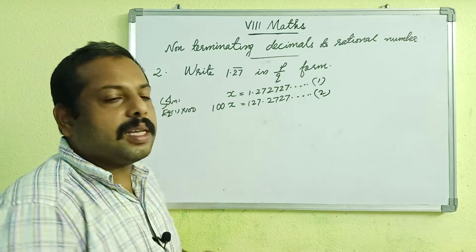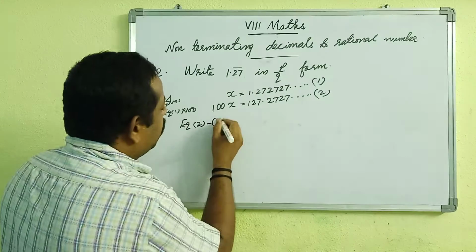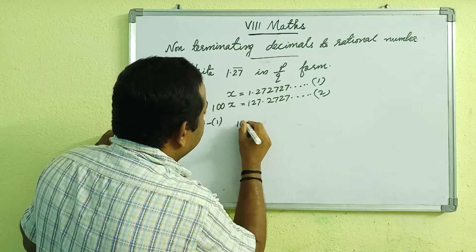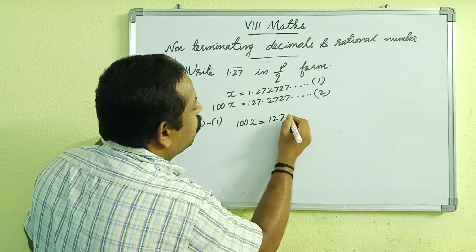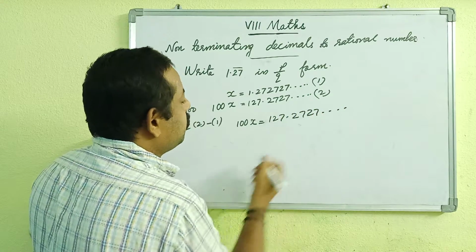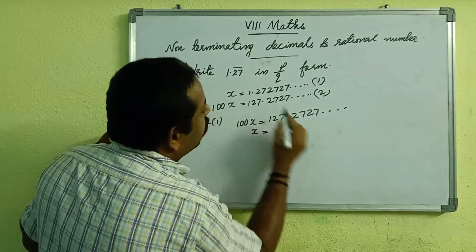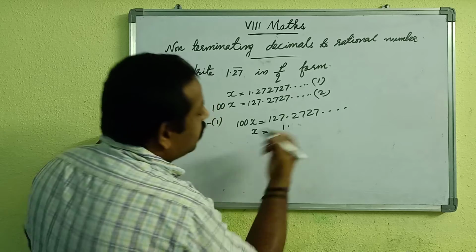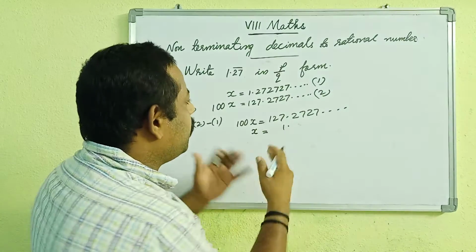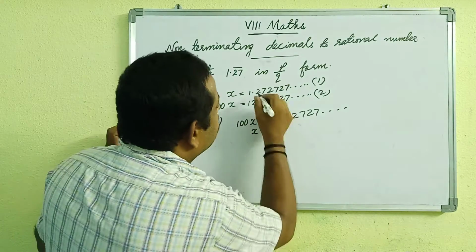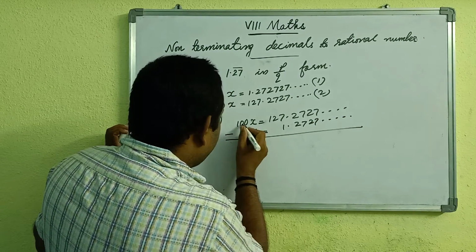So that is the second equation. Now equation 2 minus 1. Let us write the second equation: 100x is equal to 127.2727. The first equation, x, should be written just below. 1 point, so you put the point like this, and 1 you write just to the left. Otherwise what will happen? You will write 1 here, point here, so everything will be messed up and you won't get the correct answer. Then write 27. Let us subtract.